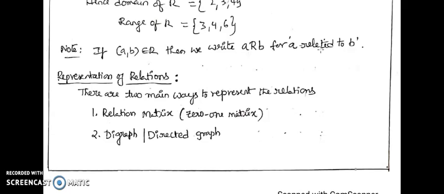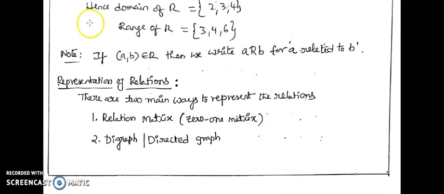Now we are moving our discussion to the representations of the relation. Basically, there are two ways in which every relation can be represented. The first one is the relation matrix, also called a 0-1 matrix because all of its entries are either 0 or 1 only. The other equivalent representation is the digraph, also called a directed graph. This is the diagrammatic representation of the relation where the edges are directed edges.